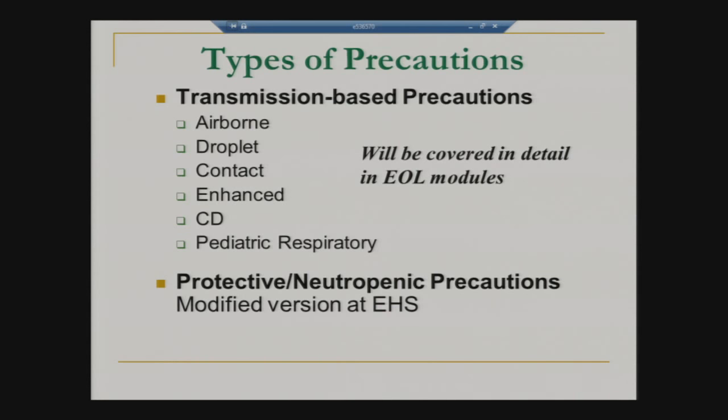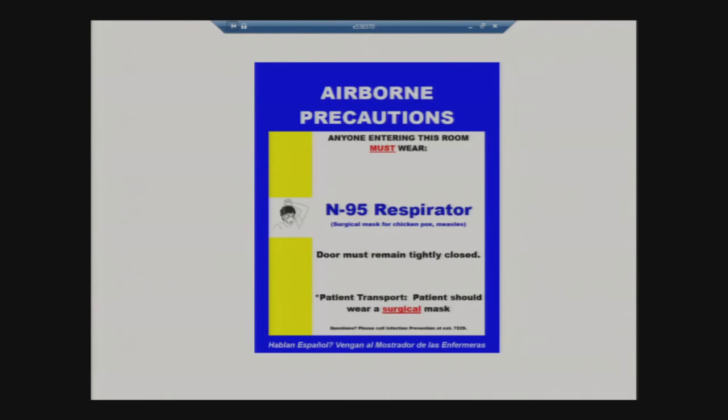The types of precautions that we have are transmission-based precautions such as airborne, droplet, contact, enhanced, C. diff, and then pediatric respiratory. And these will be covered in more detail in your EOL modules. Protective neutropenic precautions is a modified version here at EHS.